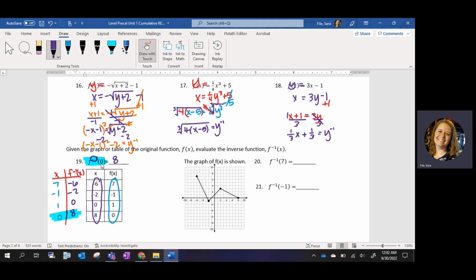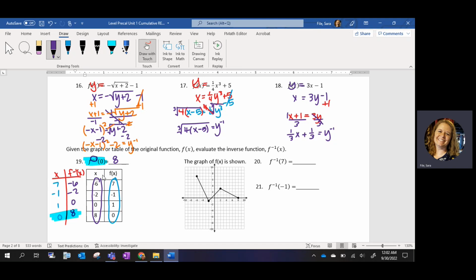A mistake a lot of people make is they want to say, oh, I'll just look on this table where it's 0. Oh, it's 1. No, that's on the original. When you input a 0, you get a 1. But on the inverse, when you input a 0, you get an 8 because these were switched around. Okay.